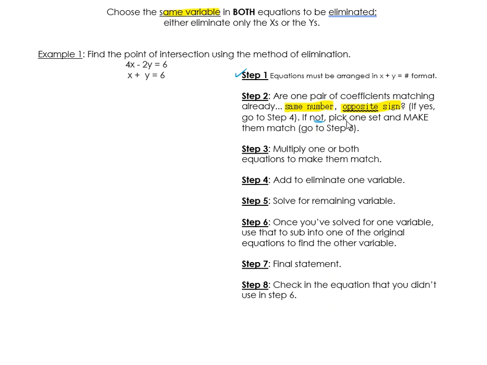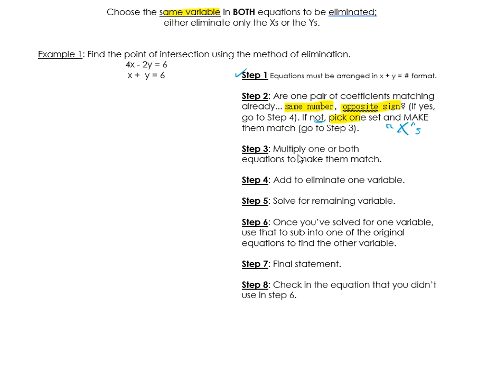So we're going to pick one, and the one that we're going to pick are the x's, just because this number is smaller, 2 is smaller than 4, so I'm going to go with the smaller number. Smaller numbers are always easier to work with. So we're going to make the x's match. We're going to go with the x's. So how do we do that?